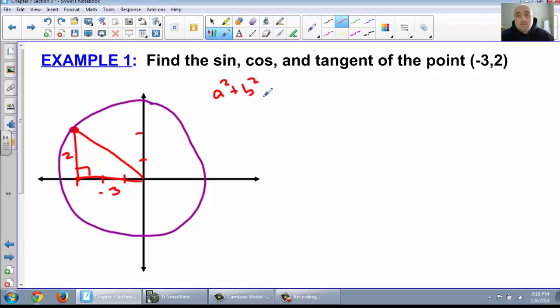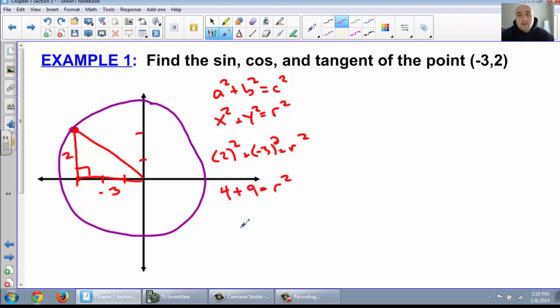You do the Pythagorean theorem. So a squared plus b squared equals c squared. You could also replace it with x squared plus y squared equals r squared, because those are the letters we're using now. But it's the same exact thing. So we know our two legs are 2 and negative 3. So 2 squared plus negative 3 squared equals r squared, or c, it doesn't matter. 4 plus 9 equals r squared. 13 equals r squared. Square root both sides. So r is the square root of 13. Now, we cannot simplify that, so we're just going to leave it.